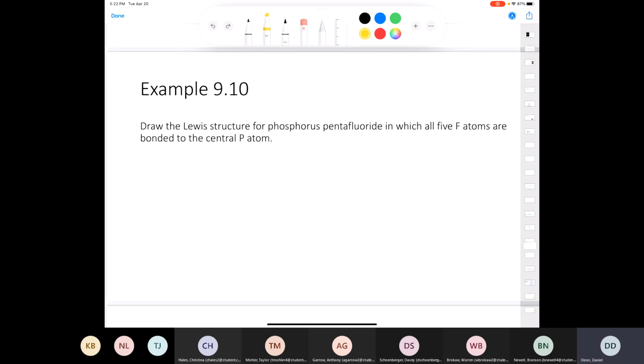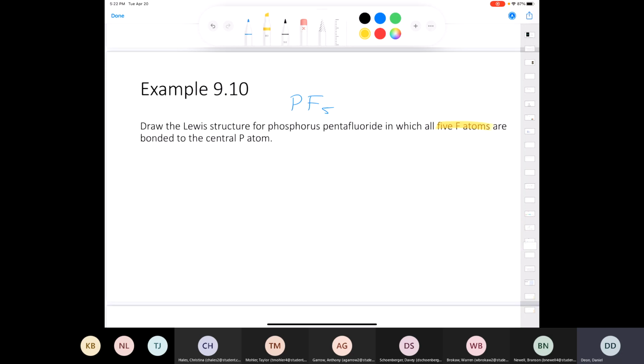It says draw the Lewis structure for phosphorus pentafluoride, which would be PF5, in which all 5 atoms are bonded to the central phosphorus atom. So that tells us right away that if all 5 atoms are bonded to the phosphorus, that means that phosphorus is surrounded by a total of 10 electrons, isn't it?